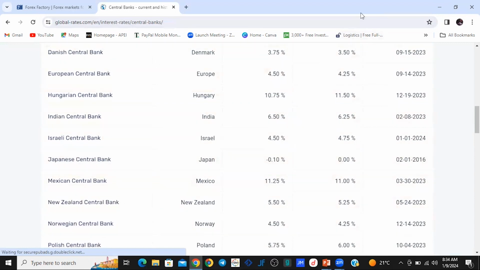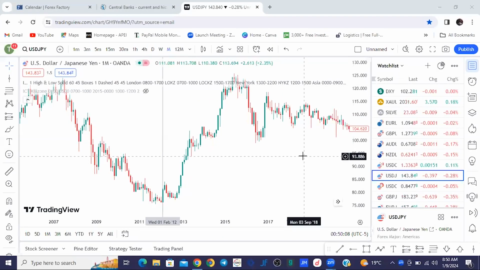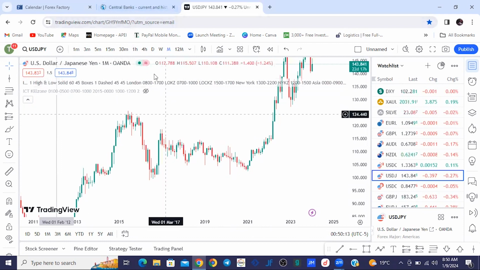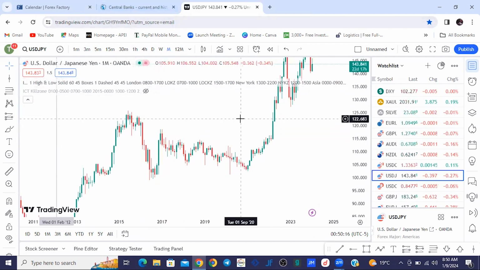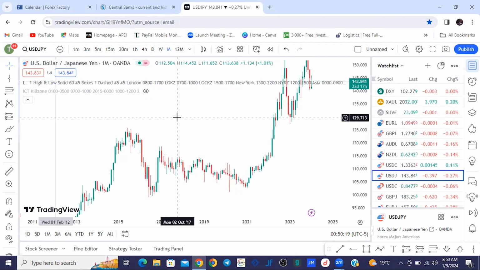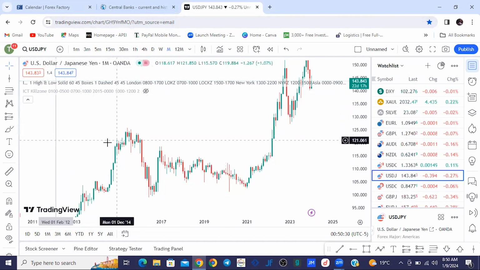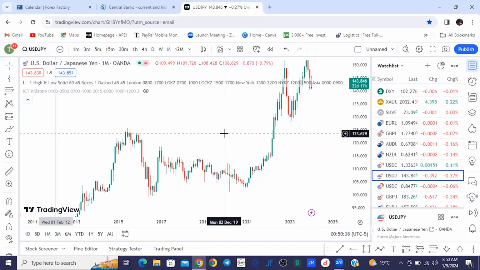Okay, so let's look at the USDJPY chart. This is the USDJPY chart, and like we have seen from the central bank interest rate differentials, the USD has a high interest rate, 5.5%, and the Japanese yen has a negative interest rate of negative 0.1%. So when we are pairing this currency pair, it means that the USD is the base currency, which is stronger than JPY, the quote currency, and this gives us a buy program.